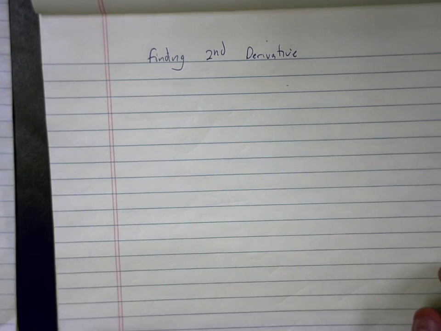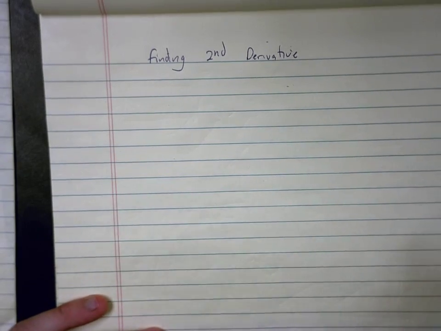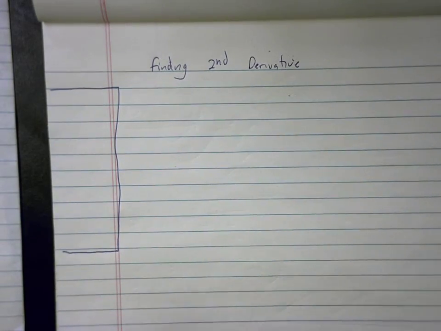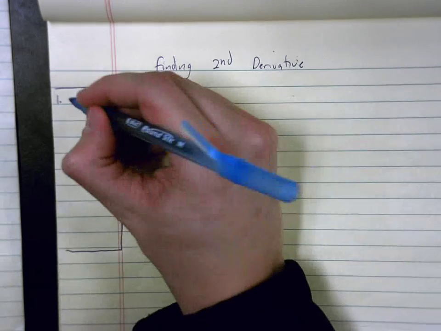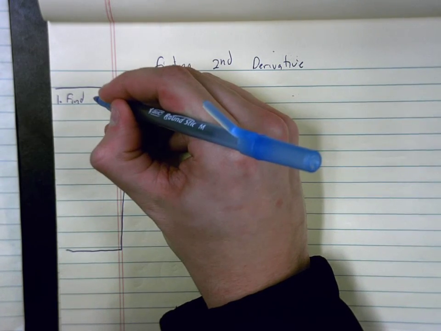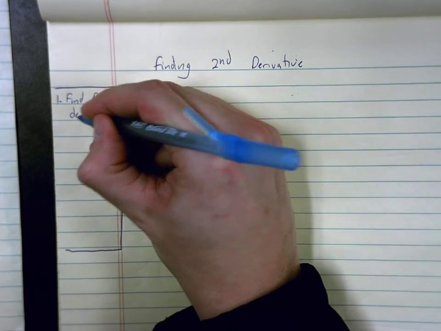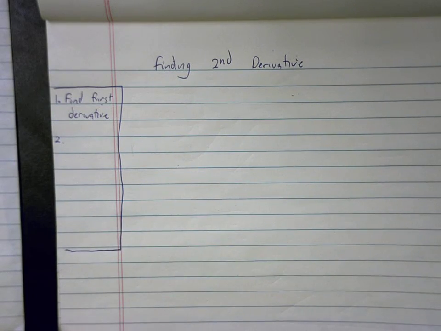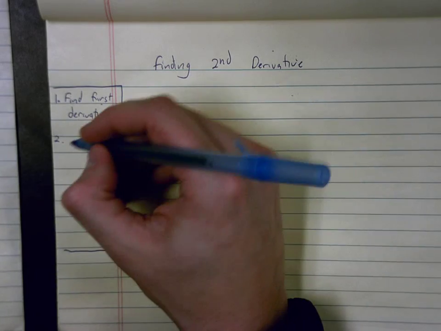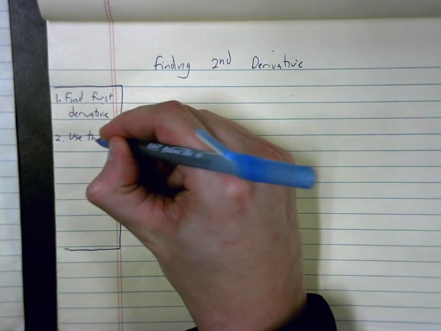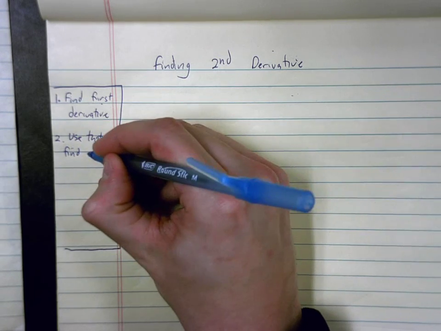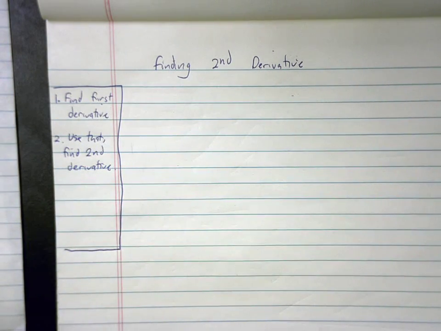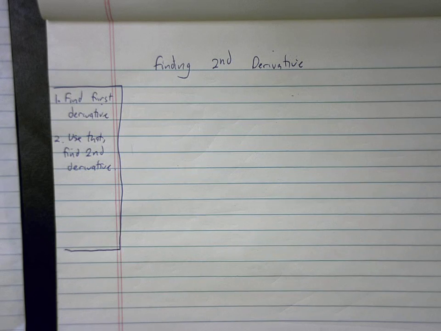All right, let's actually get the steps out of the way first for finding the second derivative, and then we can just look at examples. If you want to just draw a box somewhere to the left, these are the guidelines for how to find the second derivative. First, you just find the first derivative. So you're given a function, you find the first derivative. Then you use that to find the second derivative. So basically, you're going to find the first derivative, then you're going to take the derivative of that and find the second derivative.